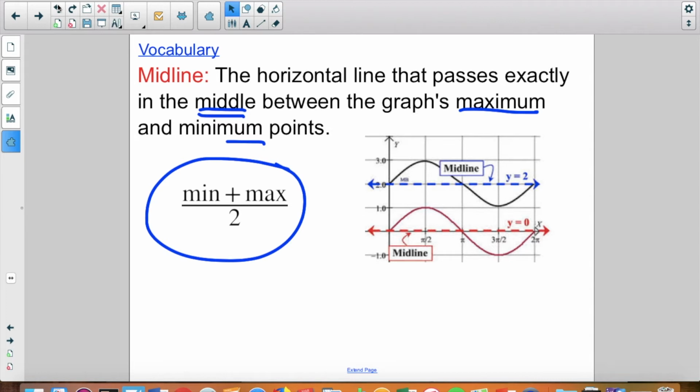So if we look at this first graph here, the middle of the graph is this line here. So that is our midline. The midline is an equation. Since it's a horizontal line, the equation would be y equals 2. And then the same can apply for the other graph. Here is our graph. The exact middle of the graph is right over here, and the middle of that point is y equals 0.